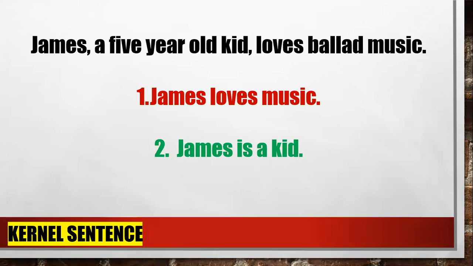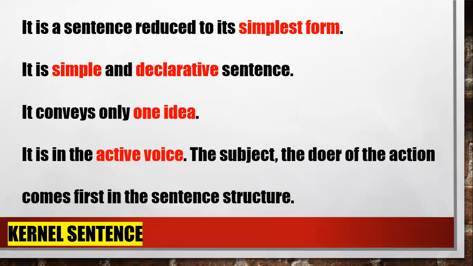Oh, James loves music and James is a kid. So here we have two kernel sentences, all right? The simple form. It conveys just one idea, only one idea. Remember this. Now, another characteristic of a kernel sentence is that it's in the active voice. All right? This sentence, kernel sentence, is always in the active voice. If you make a sentence in the passive voice, it's not a kernel sentence.